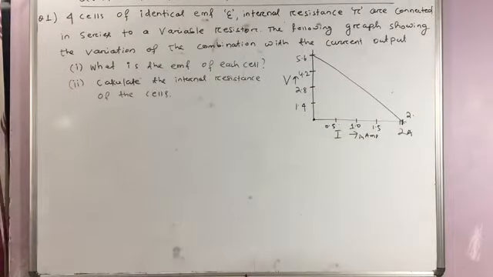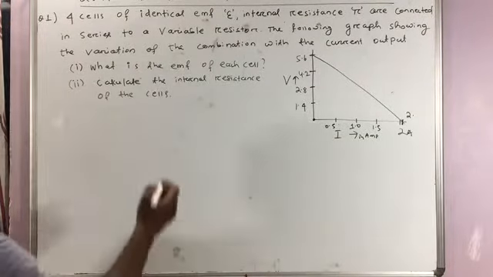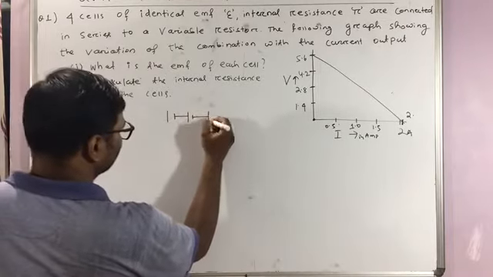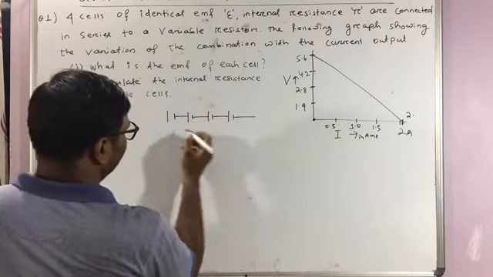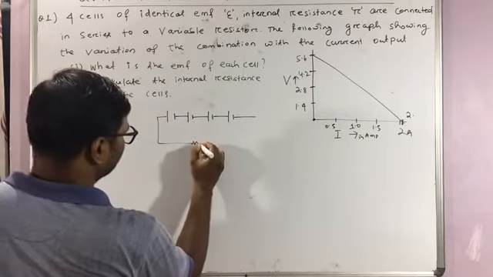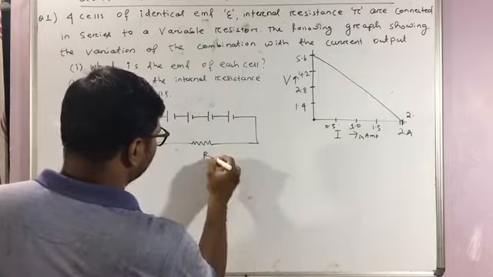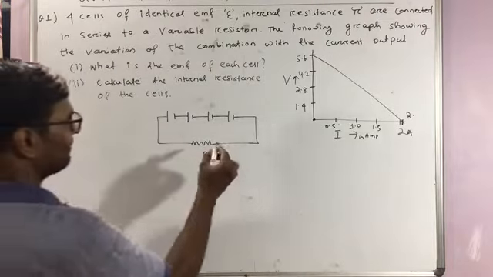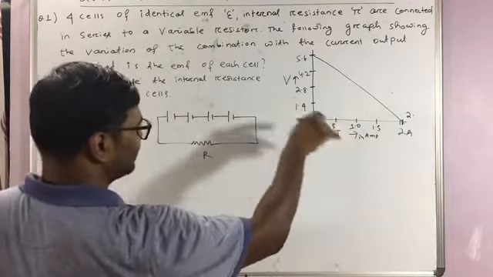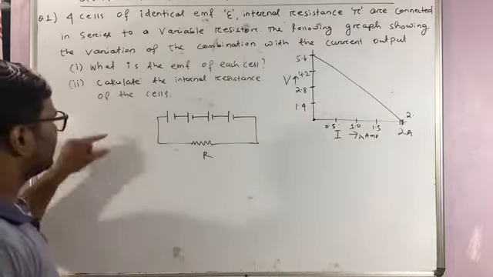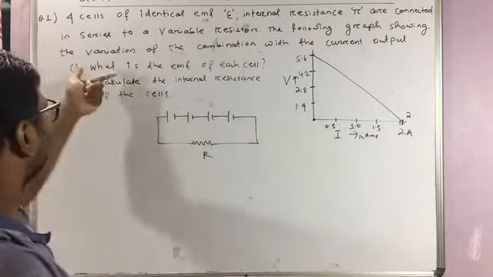Means 4 cells are connected like this. Suppose you take 4 identical cells here, they are in series. They are connected like this to external resistances. The graph between the terminal potential difference and I is given here, and you are asked to calculate the following things.